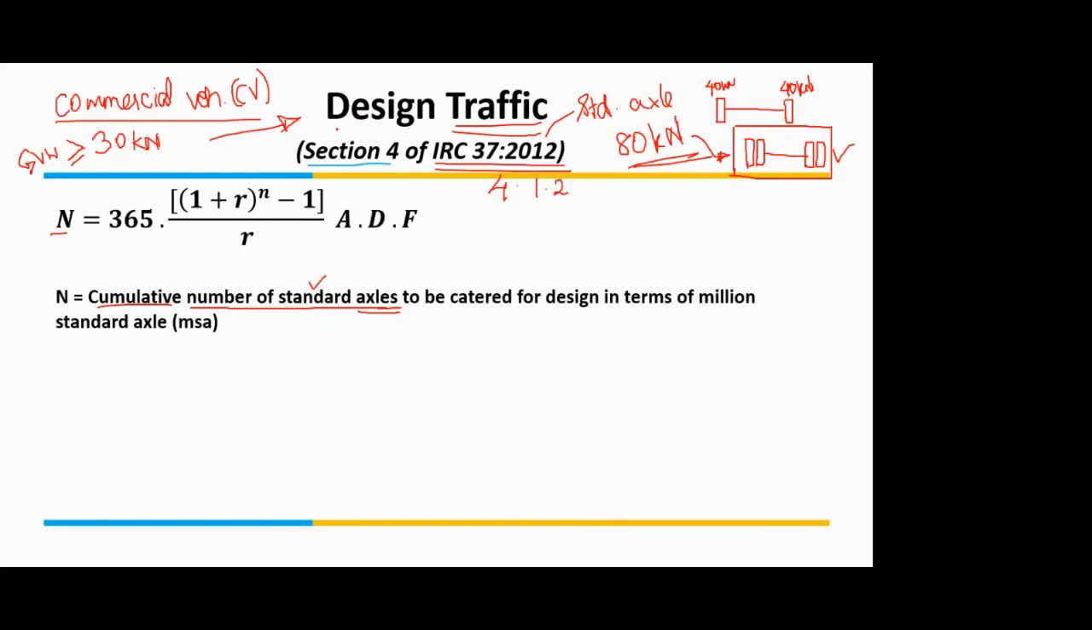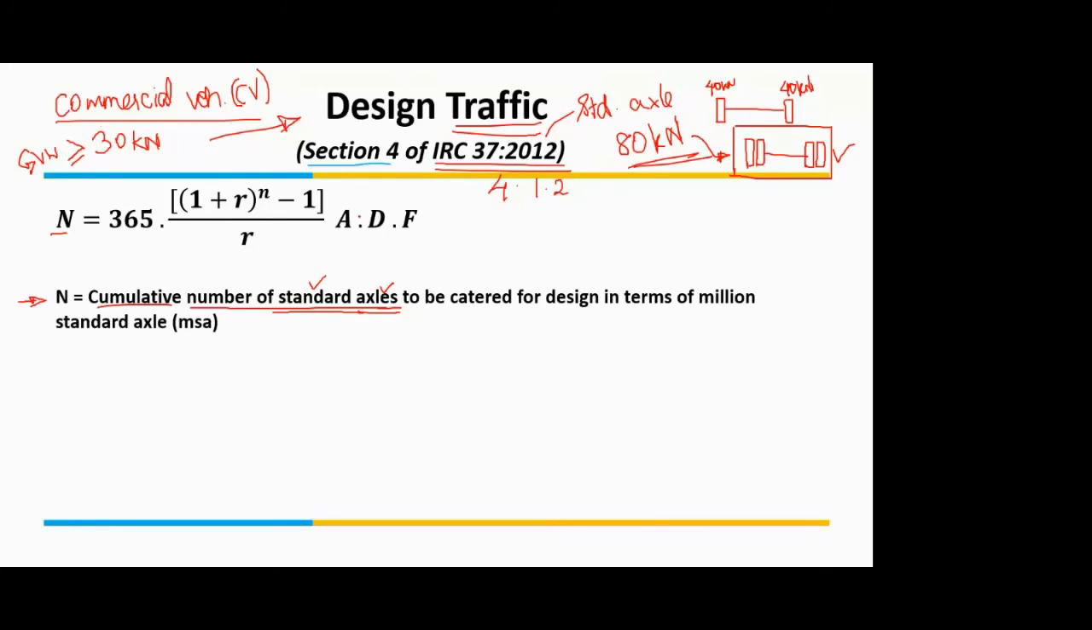Now again, coming back to the term that we are dealing with here, N, that is the cumulative number of standard axles. Now you know what an axle is, you know what a standard axle is, and moreover, these standard axles are computed by considering this commercial vehicle.